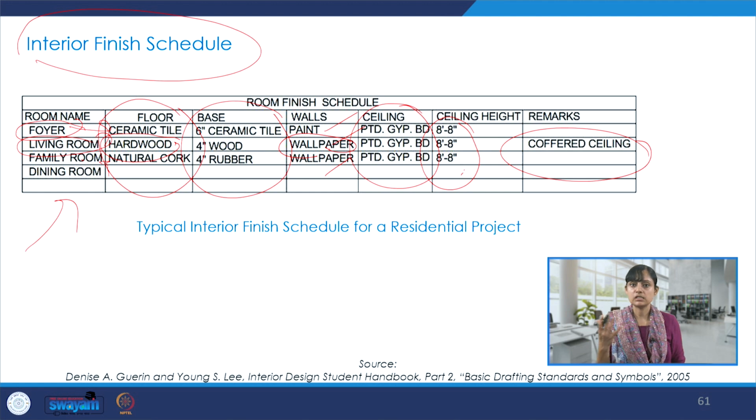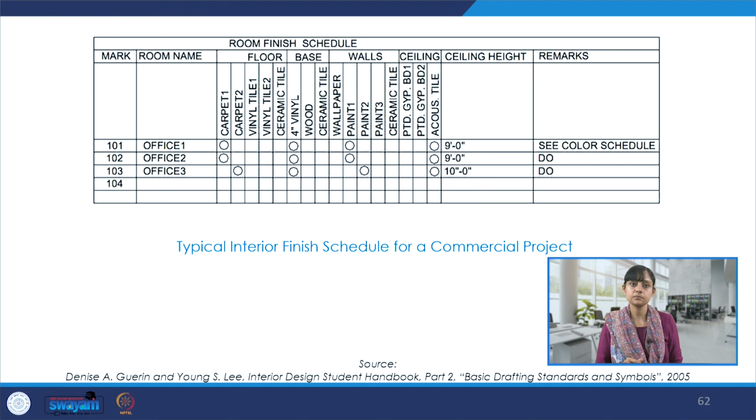So POP, plaster of Paris, we will keep using some terms in one or the other lecture, and then you'll be able to connect the dots. We do have this discussion on the lecture on finishes. Here again, the room finish schedule, and office 1, office 2, office 3, carpet, whether there is a carpet or not, whether there is a vinyl tile or ceramic tile, ceiling height again, and then the remarks.